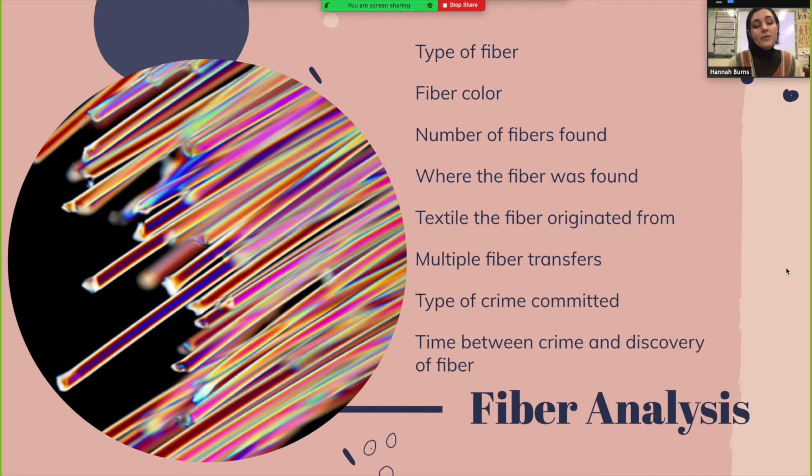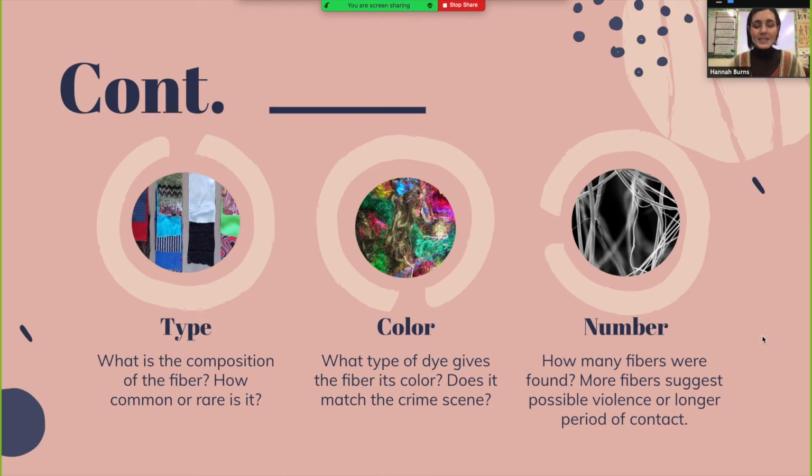So when it comes to analyzing fibers in the forensics laboratory, there are a few key ways to analyze fiber. We want to look at the type, the color, the number of fibers found, where it was found, the textile that the fiber might originate from, multiple fiber transfers, type of crime committed, and the time between the crime and the discovery of the fiber. So going a little bit more in depth into this.